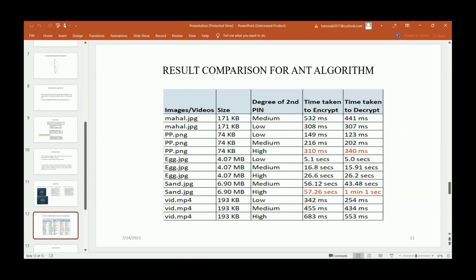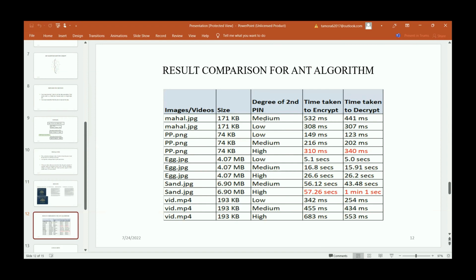Okay, this result comparison is for the ANT algorithm. As I said, the ANT algorithm has been introduced as an efficient way to decrypt and reduce the time. If I know, okay, this is the path I have traveled based on the pin 2 that we are entering, that is going to be really helpful based on this ANT algorithm technique. So here is the result. What has been done is I have taken some images, and this MP4 is a video, and the degree of a second pin.